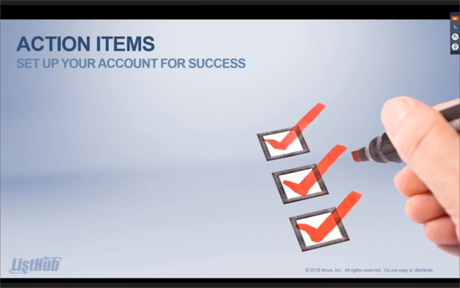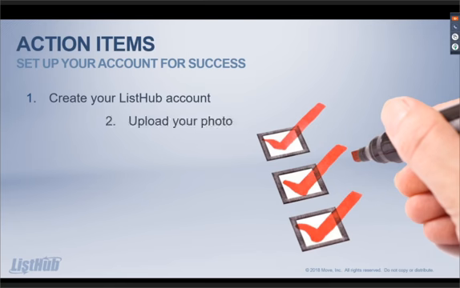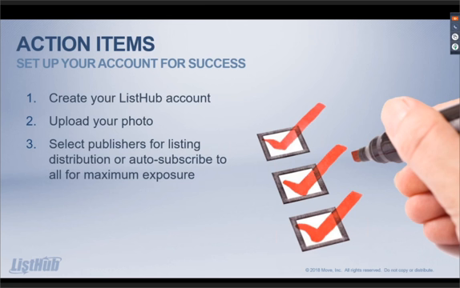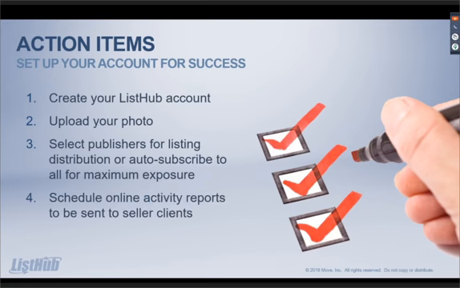I do have a couple of action items when we're done here today. First, if you haven't, create your ListHub account. Remember, as agents, you must have at least one active listing in order to create your ListHub account. Second, upload your photo. This is going to brand and personalize your report, so this is a really quick and easy thing you can do. Third, from the broker level account, make your publisher choices. Remember, you can easily auto-subscribe so that you're getting maximum exposure for your listings. And then finally, set up and send those seller reports to your clients.